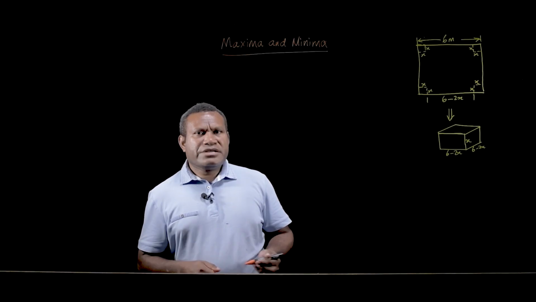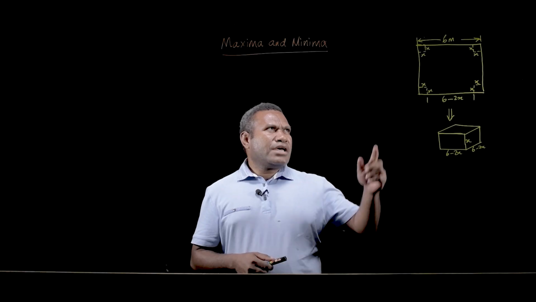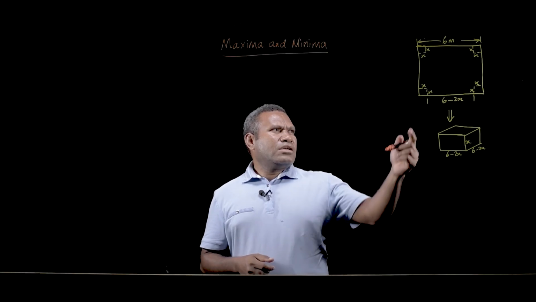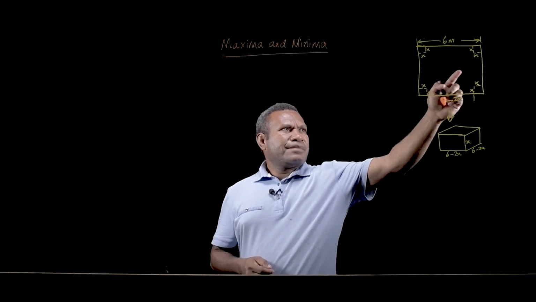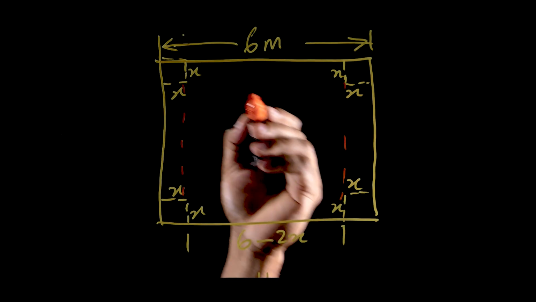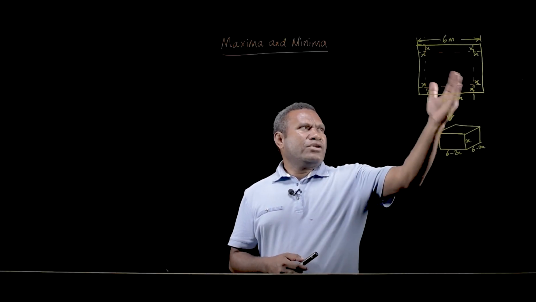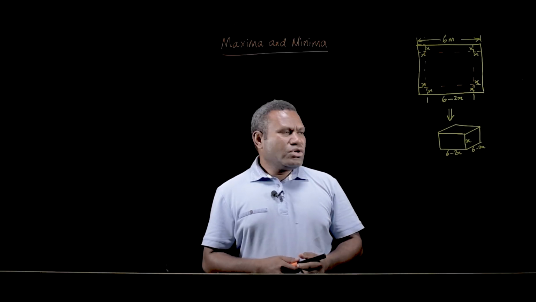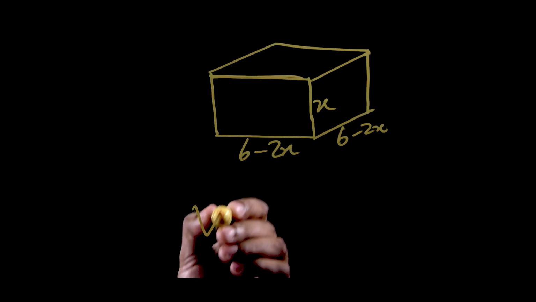Now, the example here is, if I have a square metal sheet of size 6 meters by 6 meters, and we have to cut out a square of x units from each corner here, and we have to fold along this line and this line to form a rectangular tank like this. If you fold it up, then this x becomes the height, and we have the length and the width.